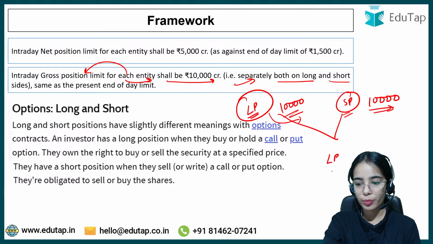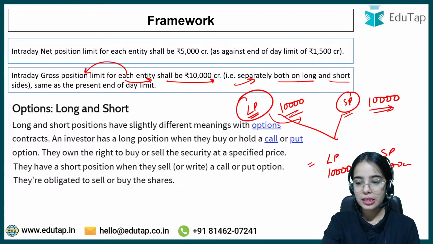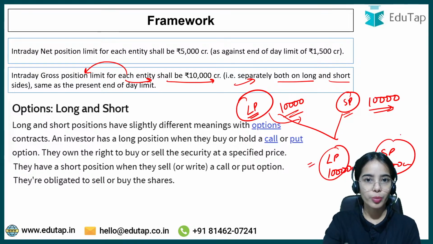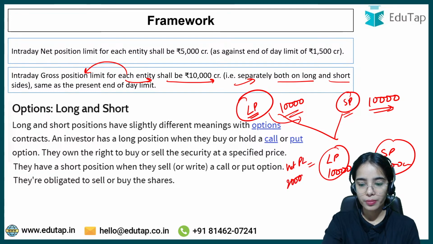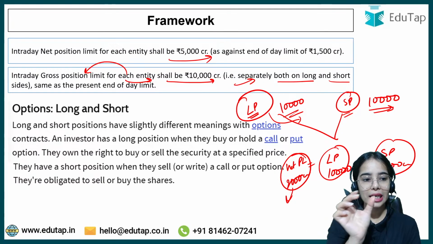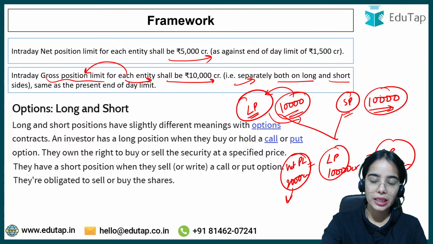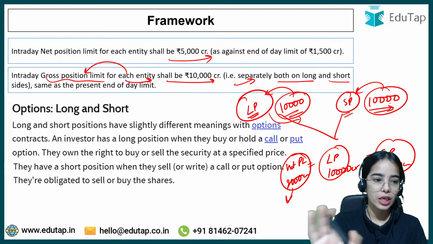Let's say I have a long position of 10,000 crores and a short position of 8,000 crores. That means these are the gross positions that I have, so my net position is 2,000 crores. The net position limit for each entity shall be 5,000 crores for the intraday index options, and the intraday gross position limit is 10,000 crores for the long position and 10,000 crores for the short position also. That is the idea.